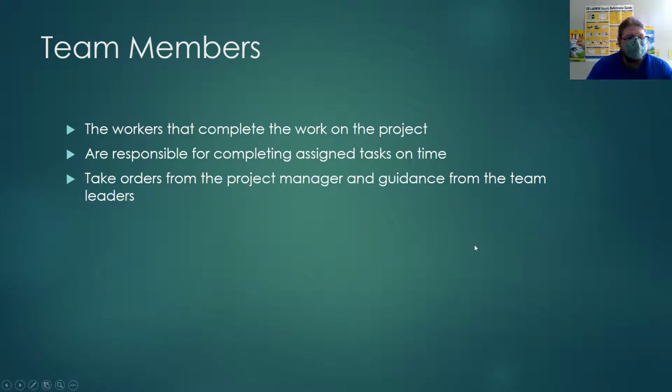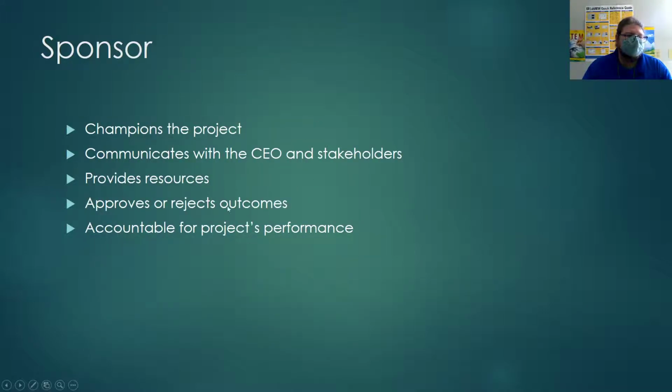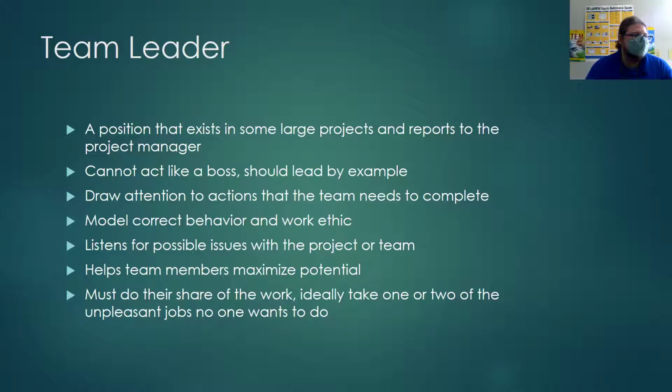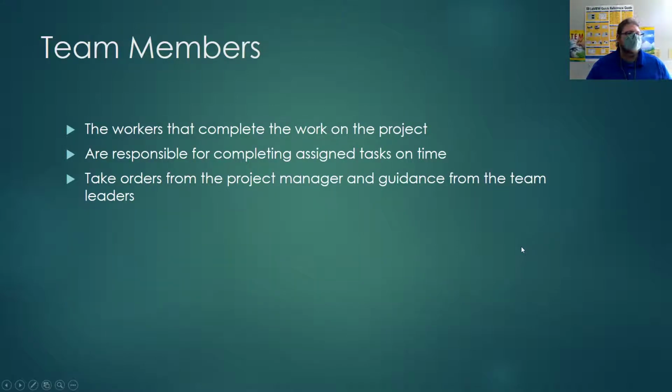So that kind of wraps up the different roles of a project team. Again, the sponsor is sort of the executive that's championing the project. The project manager is kind of the boss that sets the schedule and timelines and budget, and makes sure work's getting done on time. The team lead is a leader by example within one of the groups, and team members are the group members that get all the work done.